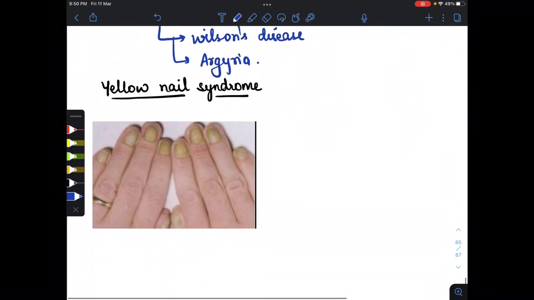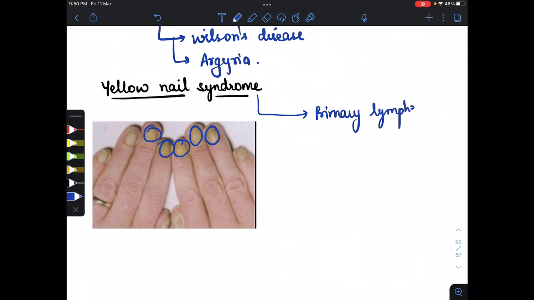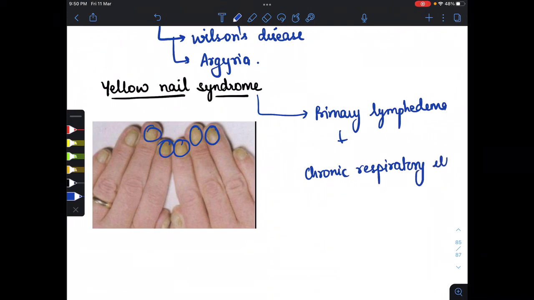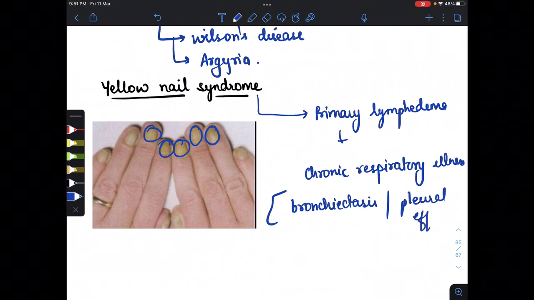In chromonychia, another color which we see in the nails is the yellow nail, or yellow nail syndrome, in which nails become yellow colored. It is seen in primary lymphedema with chronic respiratory illness. Chronic respiratory illness means, for example, if the person has bronchiectasis or pleural effusion, and we see the yellow nail.